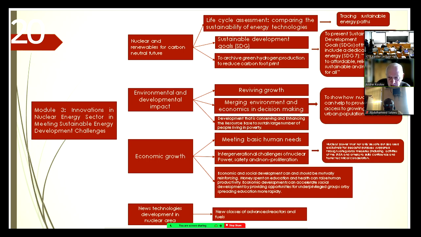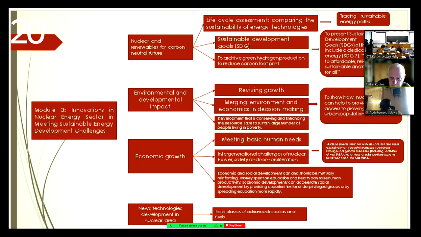What I really expected is that you would put more attention on new technologies development in the nuclear area. This received minimum attention, just a few new cases. But what about advanced reactors here? Maybe other techniques should also be covered, and how they will influence. Generally, I understand your approach.